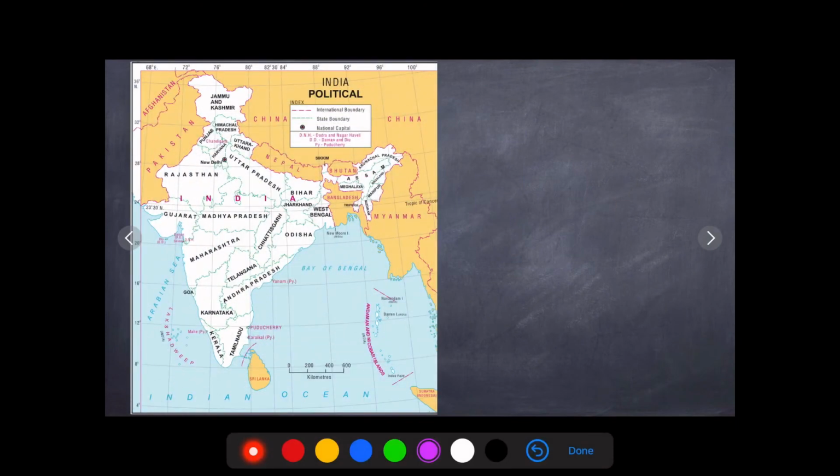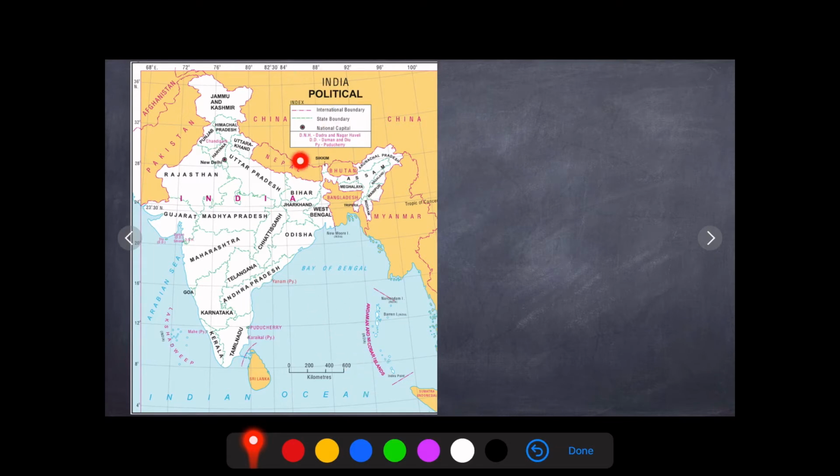Okay, now let us see this map. In this map, as you can see over here, this is India, and India is in the northern and eastern hemisphere of the earth and the southern part of the Asian continent. Now as you can see, the horizontal lines are latitudes, and the vertical lines, you can see this one, they are longitudes.